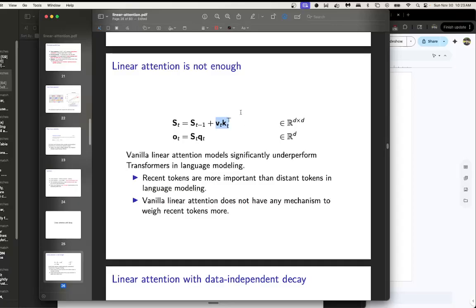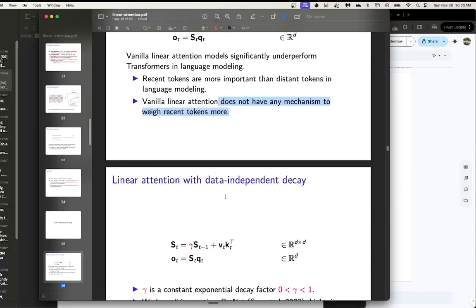And in language modeling, the most recent tokens are much more important for predicting the next token than tokens that were like 500,000 ago. So it doesn't account for that at all. It doesn't have any mechanism to enforce this kind of weighting.